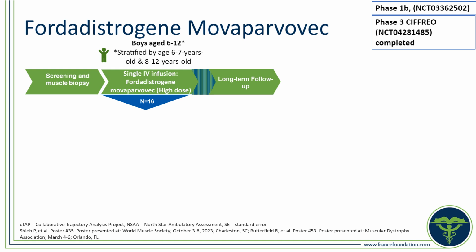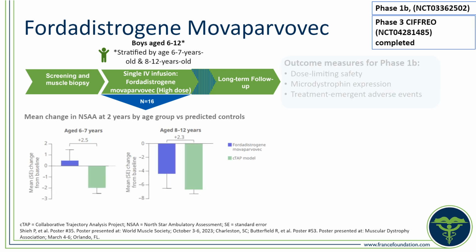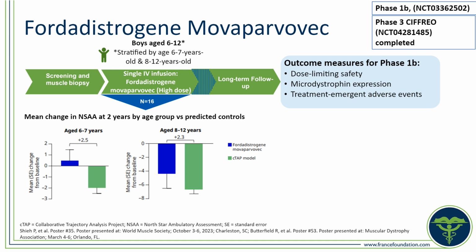This included 16 patients. We can see here the mean change in North Star Ambulatory Assessment score at 2 years by age group in each of these cohorts. In the blue bar, we see that patients treated with fortodistrogene in the 6 to 7-year-old age group had a difference when compared to an external control cohort in the CTAP model of an improvement of 2.5 points in their NSAA score. In the 8 to 12-year-old age group, which would be expected to have declines in the natural history, we see that if we compare the fortodistrogene treated patients with the external control comparator, the CTAP model, there is a difference of 2.3 points as well.